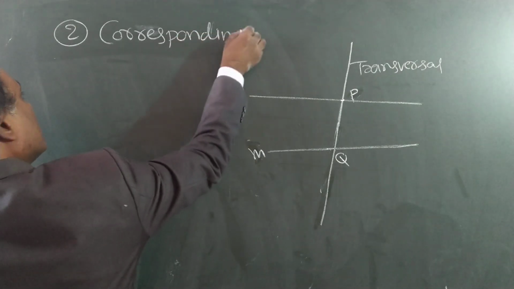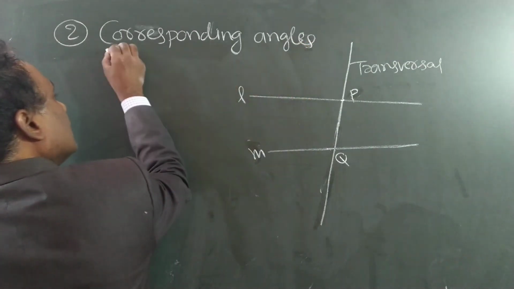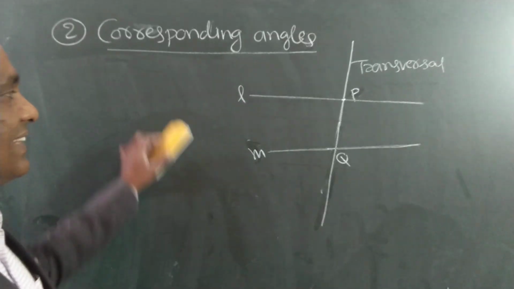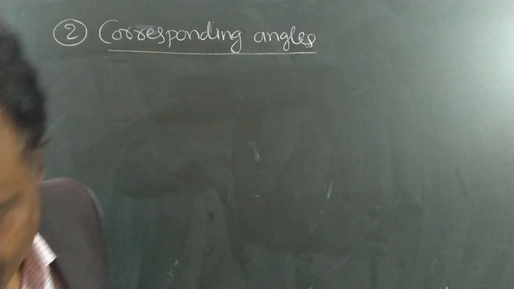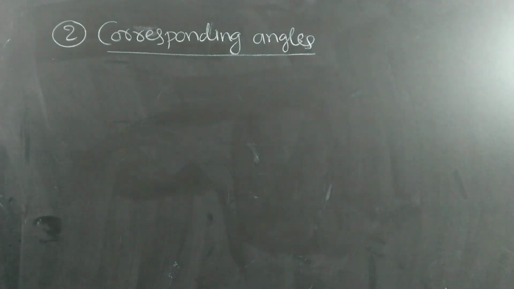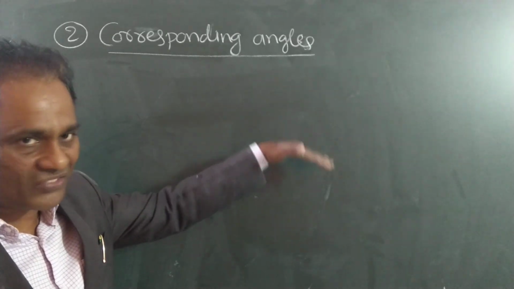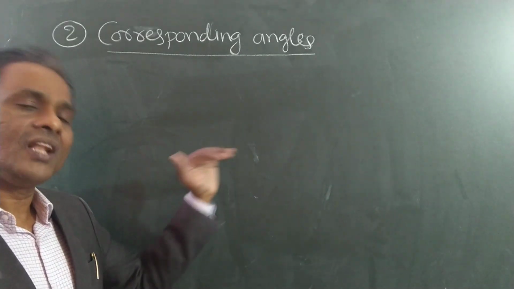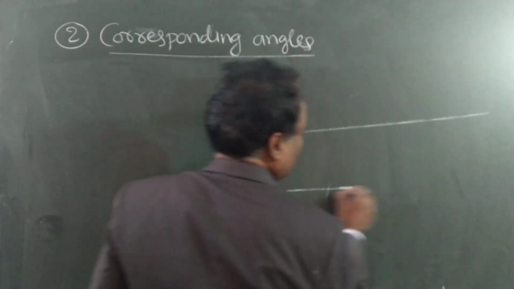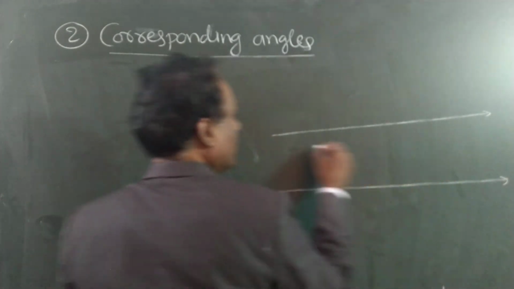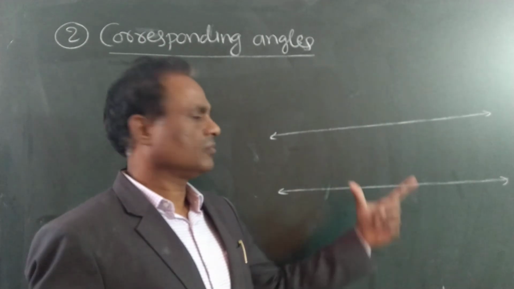Corresponding angles. Now onwards we discuss with parallel lines. Instead of the two lines which I took previously, now I will take two parallel lines. See students, this is one line, this is the other line. Parallel symbol. Both lines are parallel. These two are parallel.